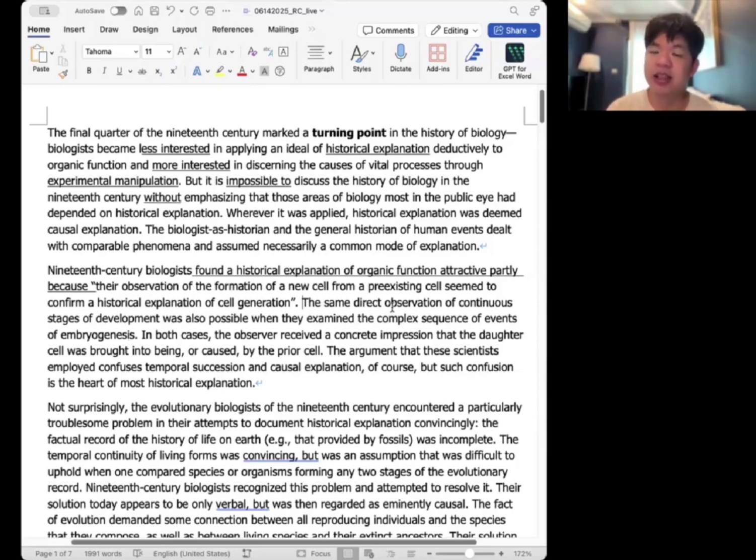Now, you see here, it says the same direct observation. So you can start to anticipate what this sentence is likely to say: that in another situation, we can also use observation to confirm it. That makes it even better, doesn't it? All right, so you see what it is, the same kind of continuous development.